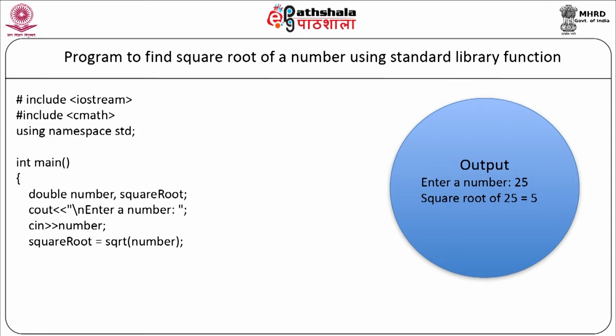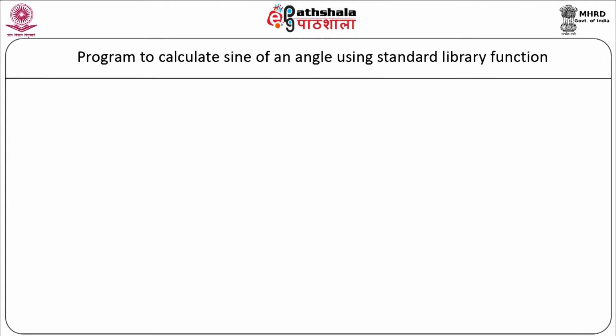Now we will display the result on the screen as cout, square root of number is equal to square root. Return 0, and our main program will end. Now when the above code is compiled and executed, it will produce the result as enter the number. Suppose the number entered by the user is 25, then it will display the output as square root of 25 is equal to 5.